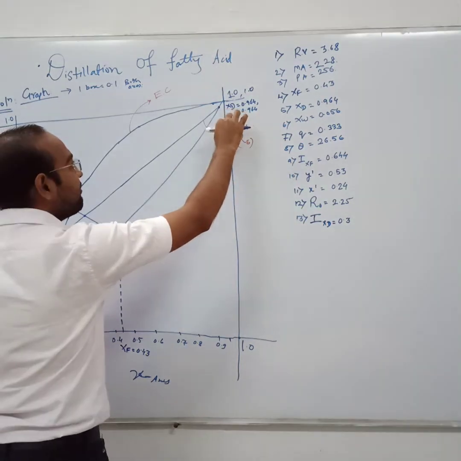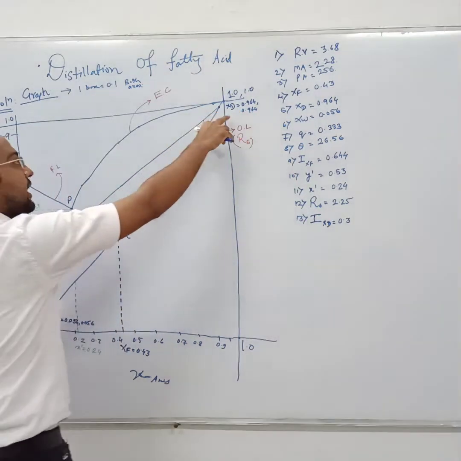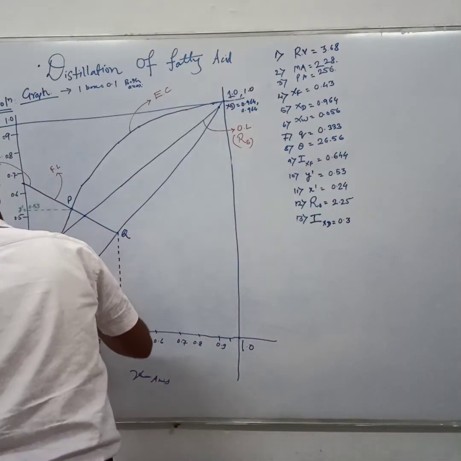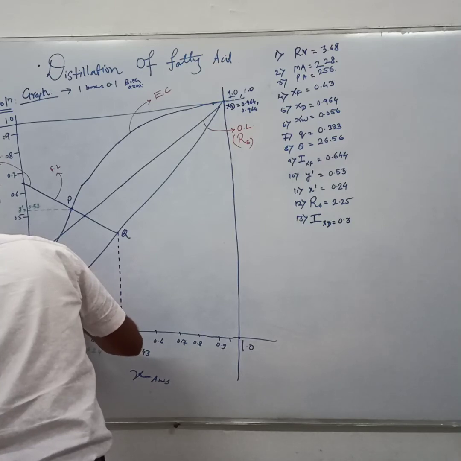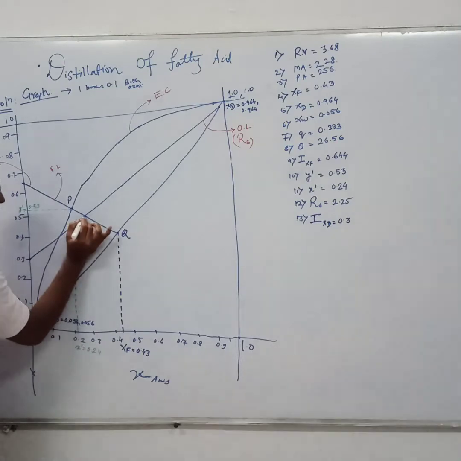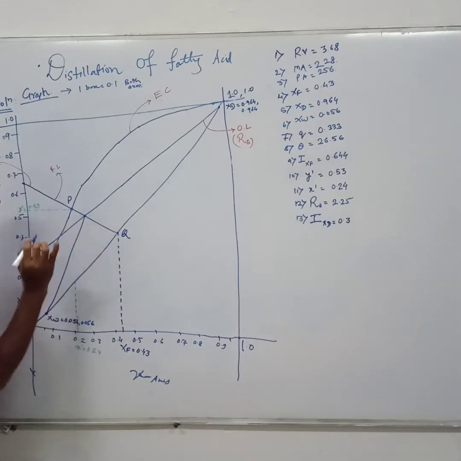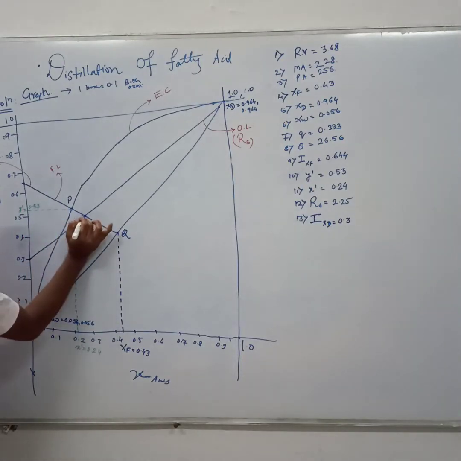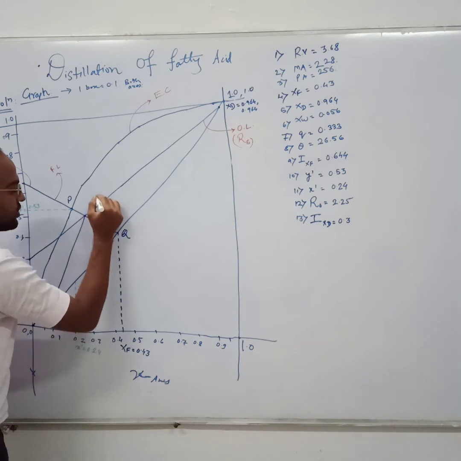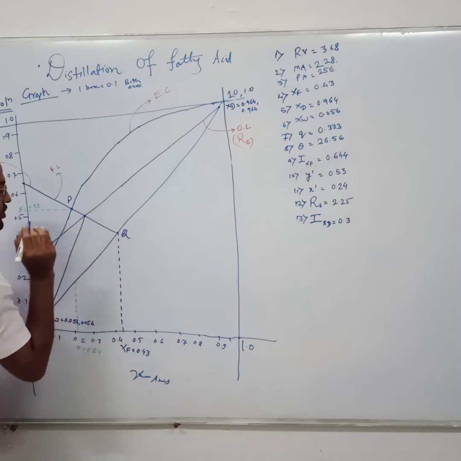Similarly, when we find the intersection for the rectification section, we just need to join these two points. So this is the actual point of the feed line, and above that point it will become the rectification section, and below that point it will become the stripping section.